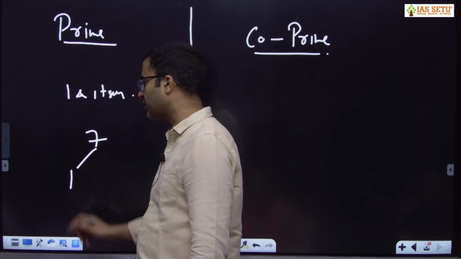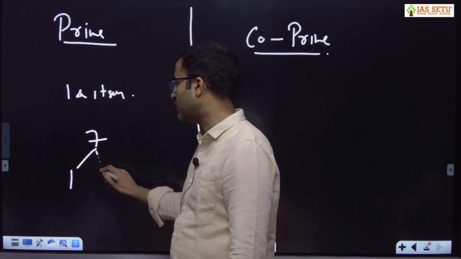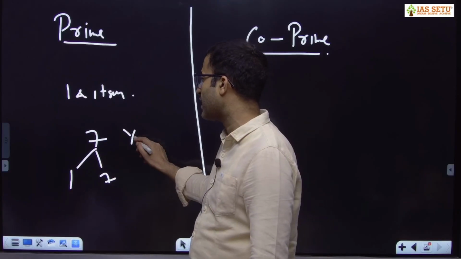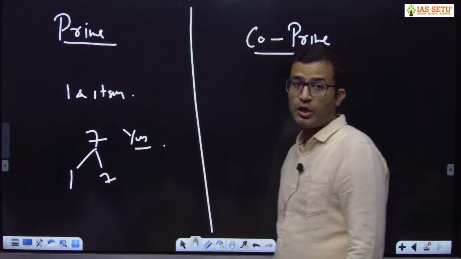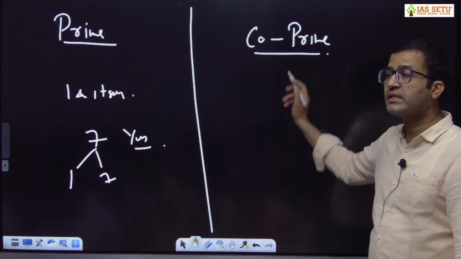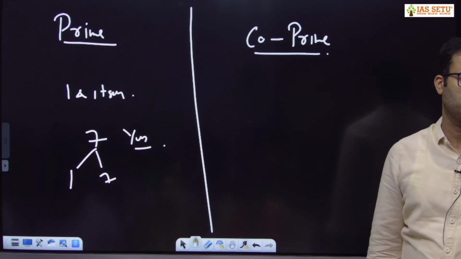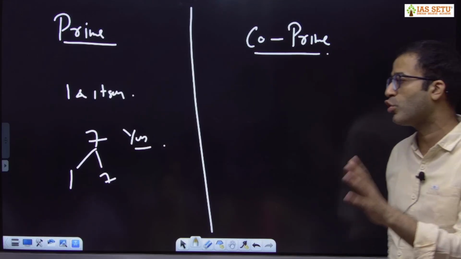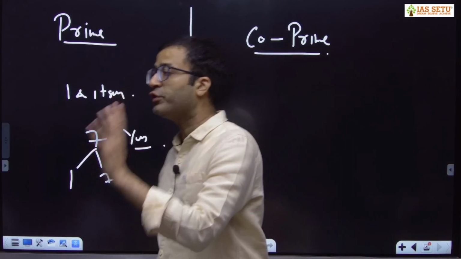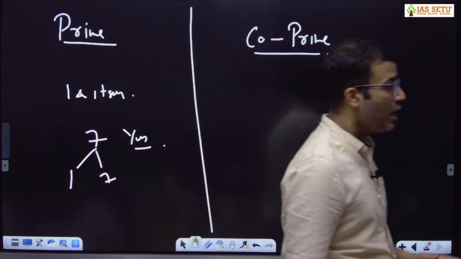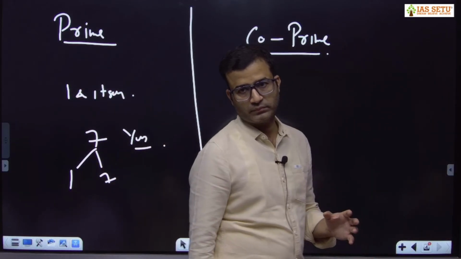We check factors. What are the factors of 7? 1 and 7. Since 7 has only two factors, yes, 7 is a prime number. So prime number as a concept we use for a single number, but co-prime as a concept we use for two numbers. Co-prime concept is never used for a single number. We use co-prime concept for two numbers. It's like a couple, and we have a variety of couples.